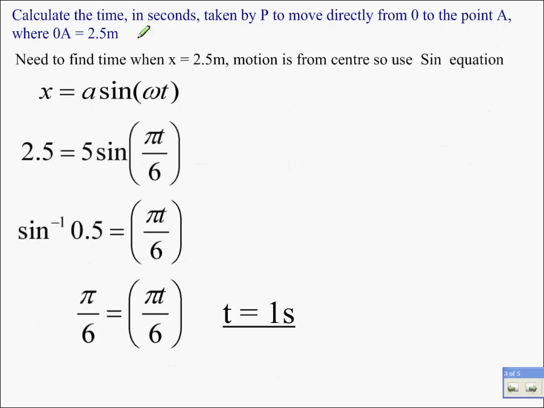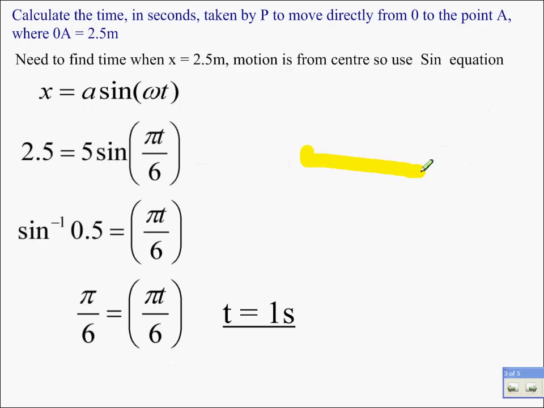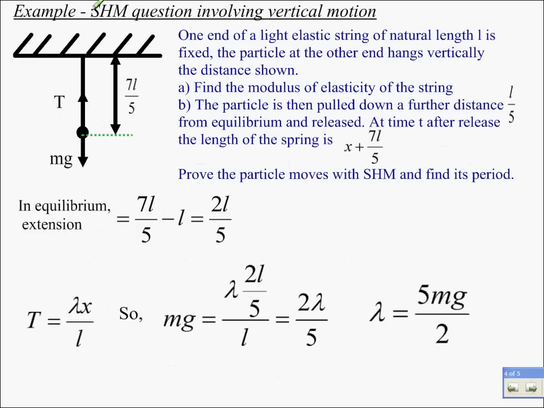Okay, next part, calculate the time in seconds to move from O to the point A, where OA is 2.5. Now we saw here the amplitude is 5 meters, so all we're doing is starting at O and moving 5 meters out. Now because we're starting at O, we're going to be using sine and substituting in the values. We want a displacement of 2.5 meters from O, amplitude magnitude is 5 and omega is pi over 6. So getting that, rearranging it to get t, it takes 1 second to move from the origin out to a point 2.5 meters.